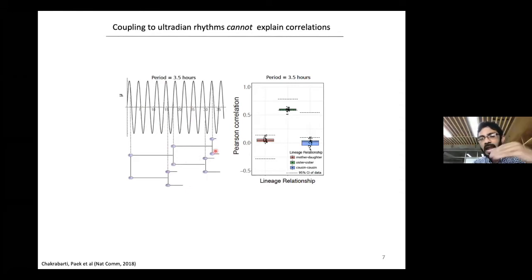And when you put that into our model and simulate the results, what you see is exactly what we had expected from this intuitive picture. The cousin correlations are essentially 0.